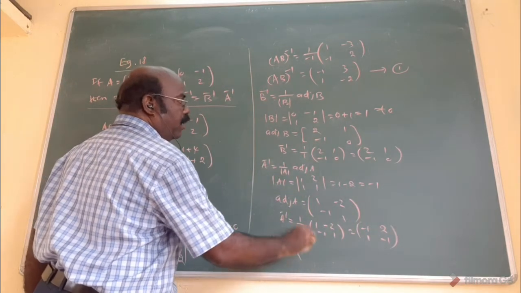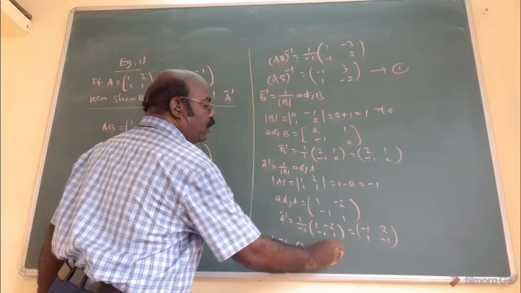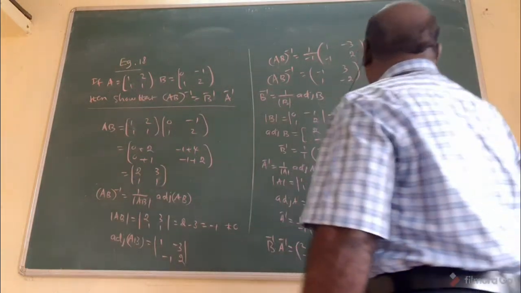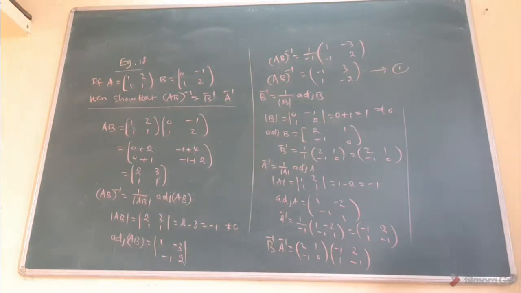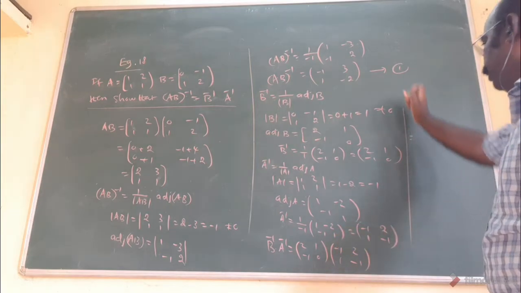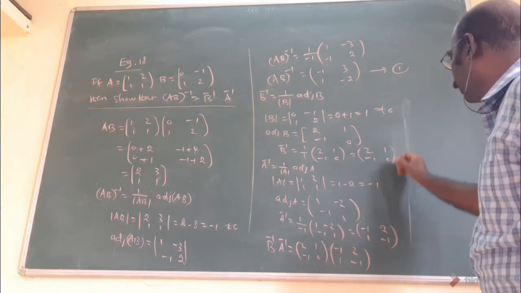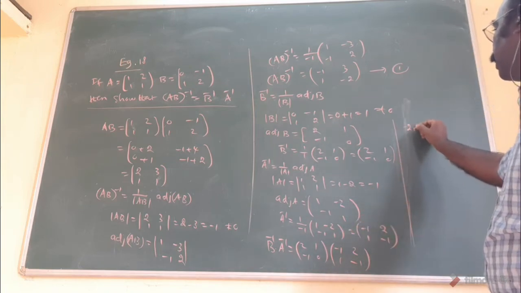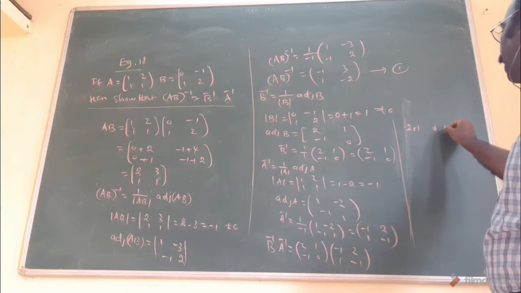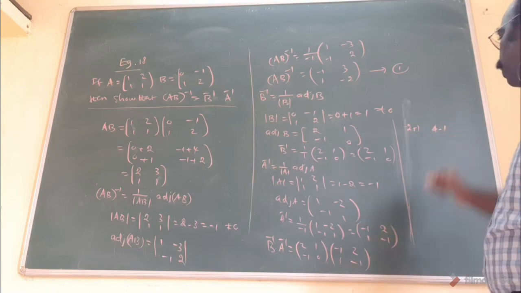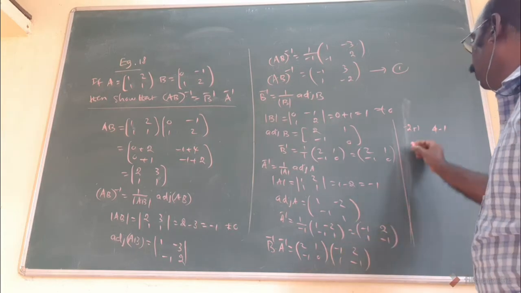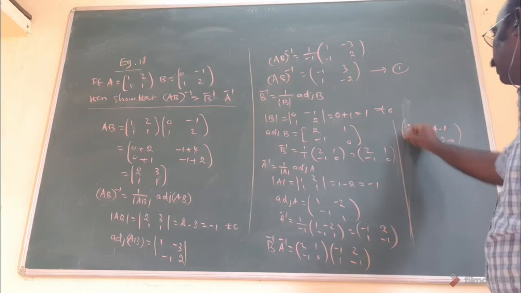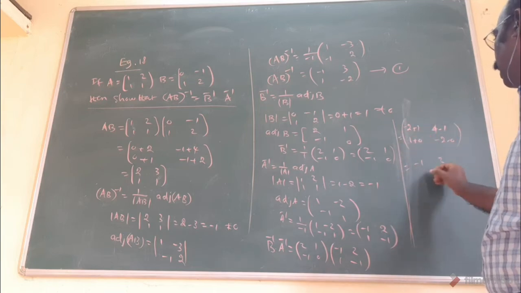B into A inverse equal to B, which is [2 1; -1 0], times [-1 2; 1 -1]. Am I right? Now multiply. Definitely this answer will come. First column: minus 2 again plus 1. Next, 4 minus 1. Next, minus and minus plus, 0 plus 1, 0. Last, minus 2 minus 0. So the answer is [-1 3; 1 -1].